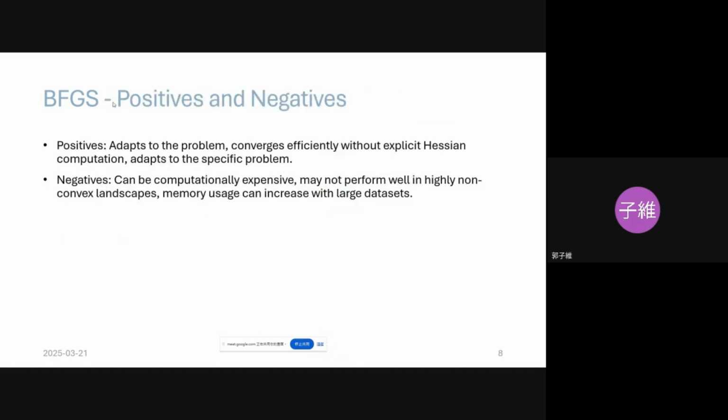Now, here are the positives and the negatives. The positives are that BFGS adapts to the problem and converges efficiently without explicit Hessian computation. While not as computationally expensive as Newton's method at times, it is moderately expensive too. And it may not perform well in highly non-convex landscapes, and memory usage can increase with large data sets.